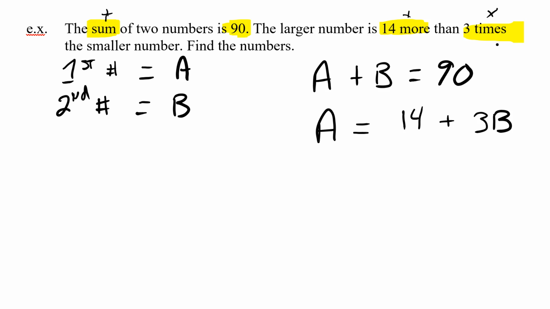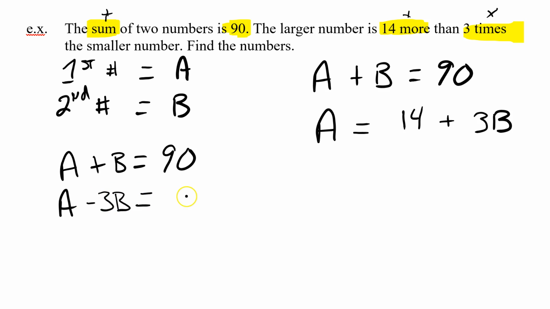Okay, so the first thing I see here is that my A's and B's are on different sides. I really don't like that too much. So let's bring all my variables to the other side. So A and B equals 90. Oh, that's good. A plus B equals 90. Here is the A. So the A is already on the left, so I'm okay with that. I want my B, so this was positive 3B. We'll flip the sign, minus 3B equals 14. So now I've got A's and B's on the same side.